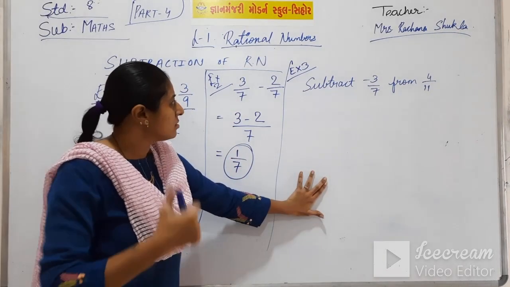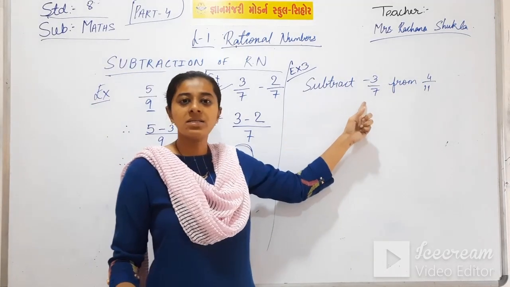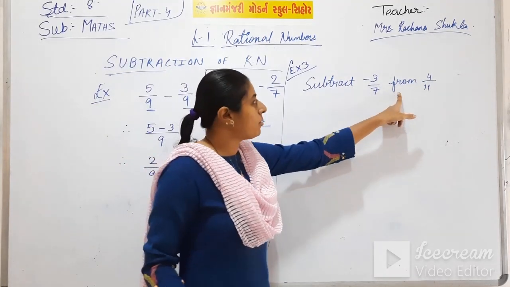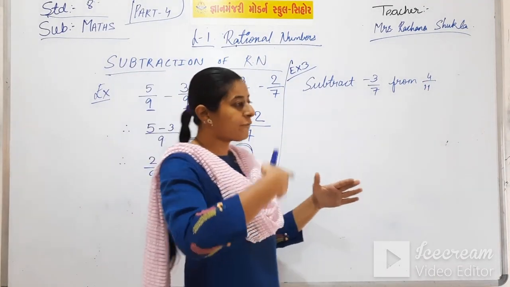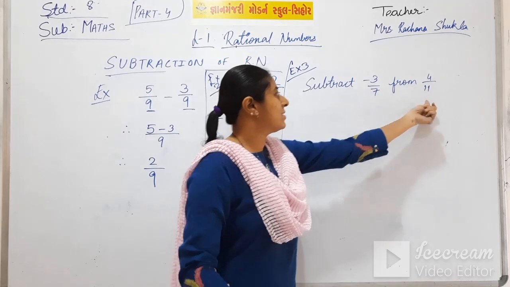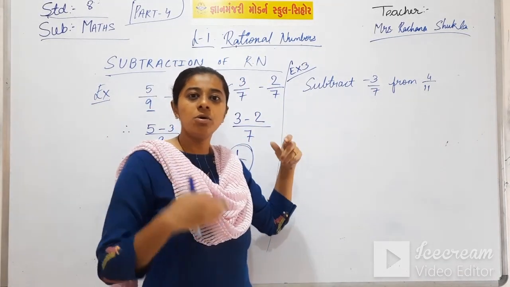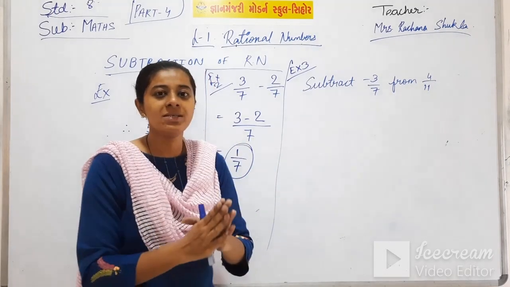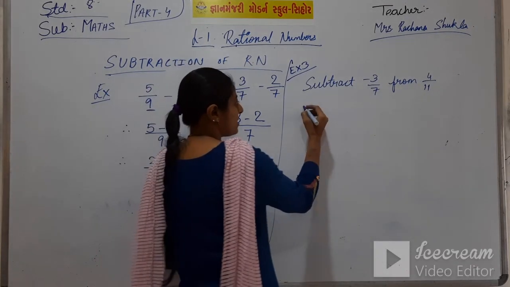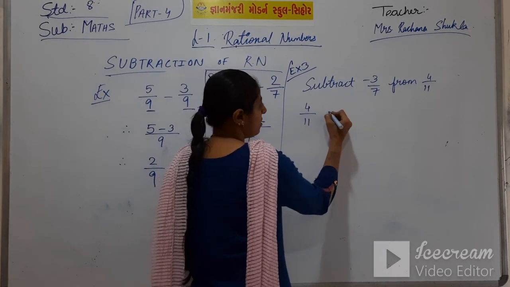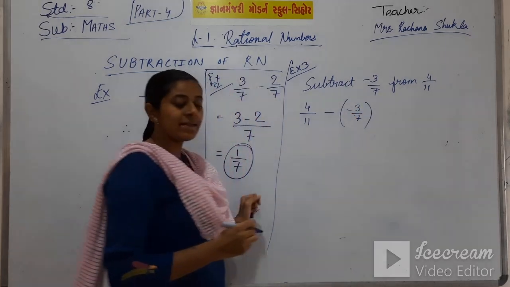See, a little bit typical question. Subtract -3/7 from 4/11. Here we are having from 4/11, so this number will be written first. You have already studied in your lower classes that if from is written, the number after it will be written first. That is 4/11 minus 3/7, this way.